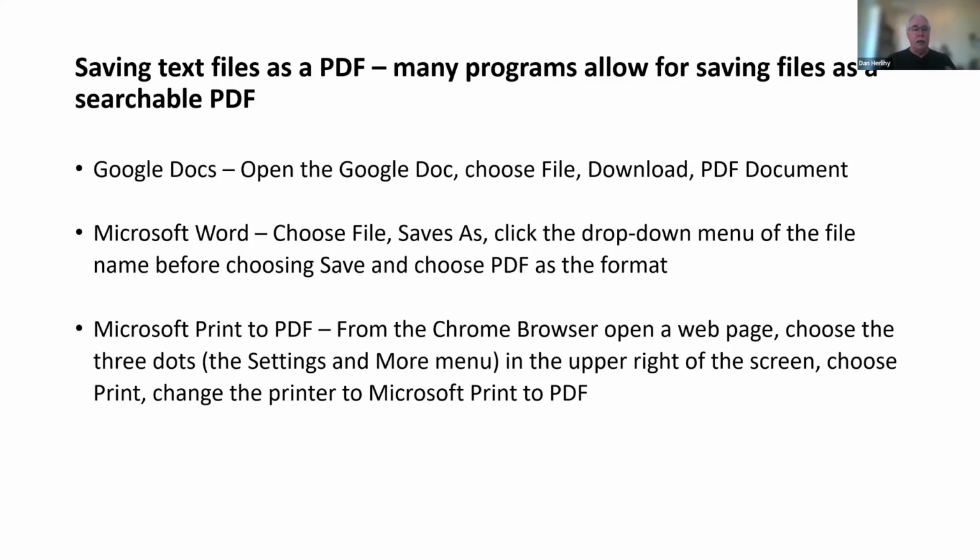So I can open up other things into it and choose File in the upper right, Print, and then choose, instead of printing to my physical printer, click and get a list of printers, and one will be Microsoft Print to PDF. And so there's multiple ways to save text files as a PDF. Why would I want to bother saving a text file as a PDF?